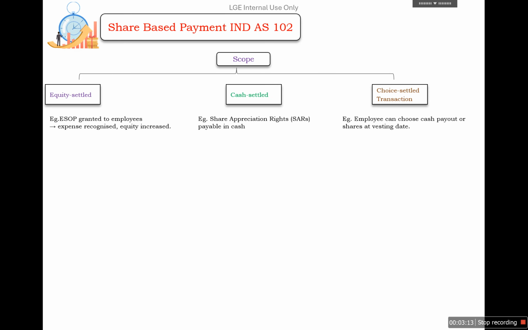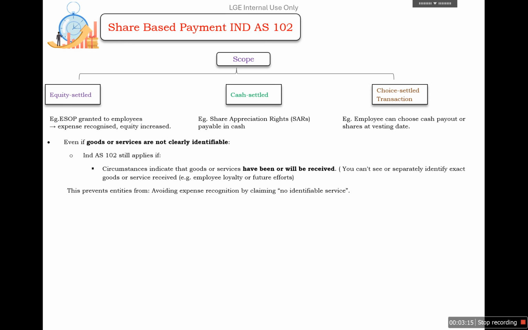Even if goods and services are not clearly identifiable, Ind AS 102 still applies if circumstances indicate that goods and services have been or will be received. You can't see or separately identify the exact goods and services, but we have to pay for them. What may be the cases? For example, employee loyalty or future efforts. This is something that we cannot see and measure reliably, but if we are paying for it, we need to recognize it.